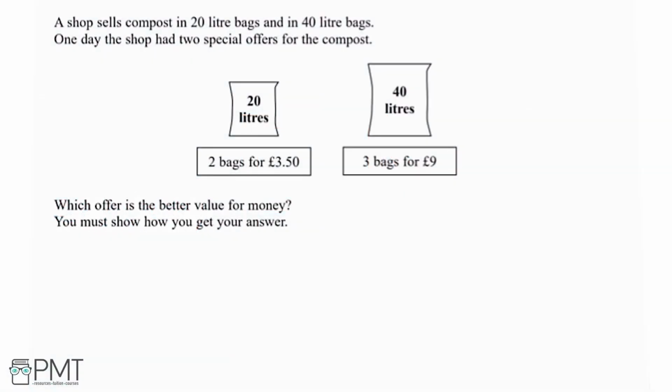A shop sells compost in 20 litre bags and 40 litre bags. One day the shop has 2 special offers. You can get 2 20 litre bags for £3.50 or 3 40 litre bags for £9. Which offer is the best value for money? And we need to show all of our working.